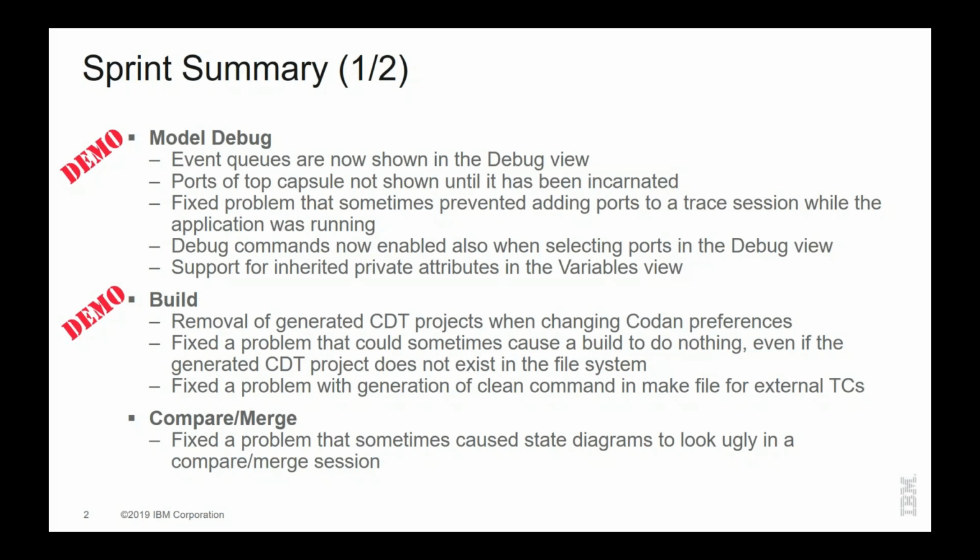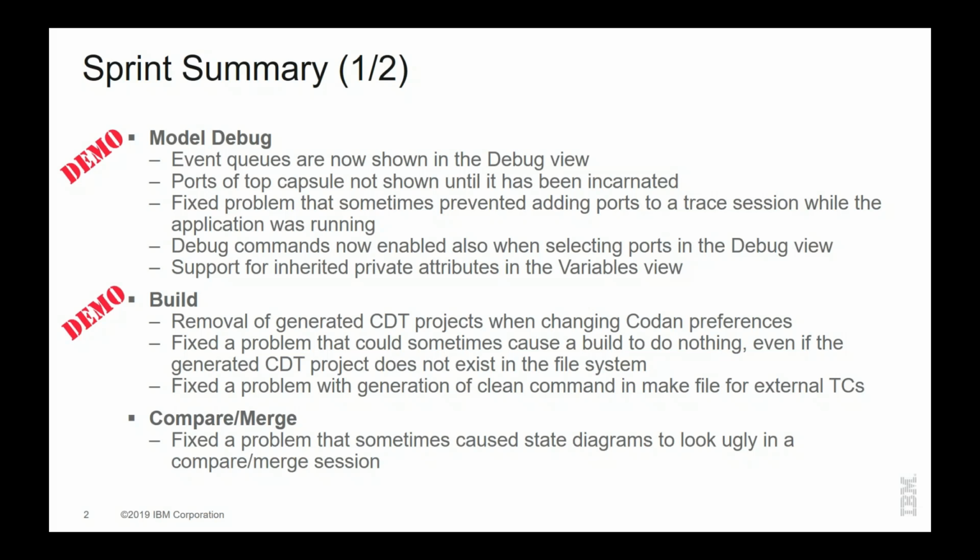We also fixed a problem that sometimes could prevent adding ports to trace session when the application was running. And we made some improvements also so that debug commands now are available also when ports are selected in the debug view. Previously, it was necessary to click somewhere else on a different node before you could invoke the debug commands. Then we also fixed a problem in the variables view so that now it can show the values of inherited private attributes.